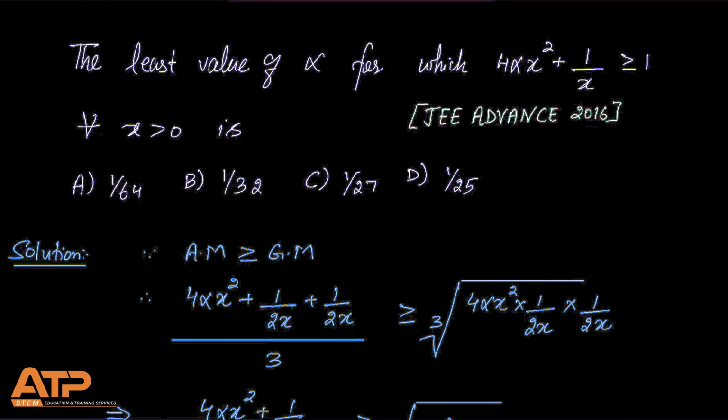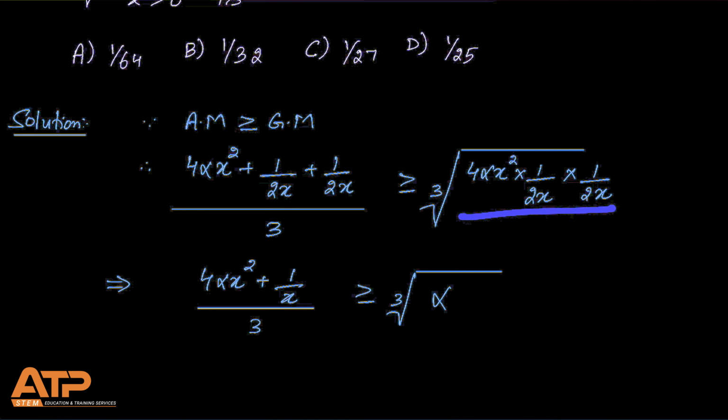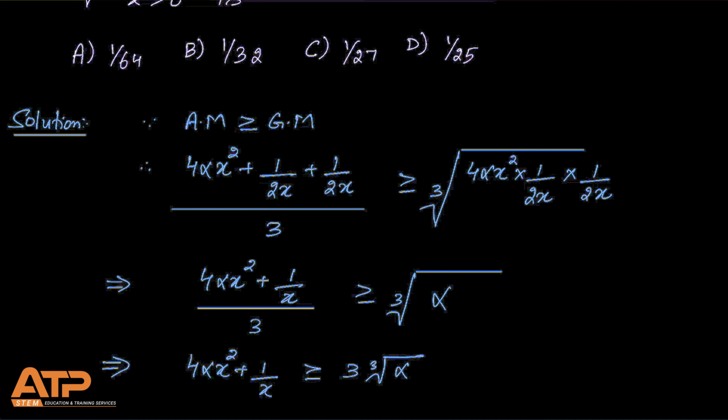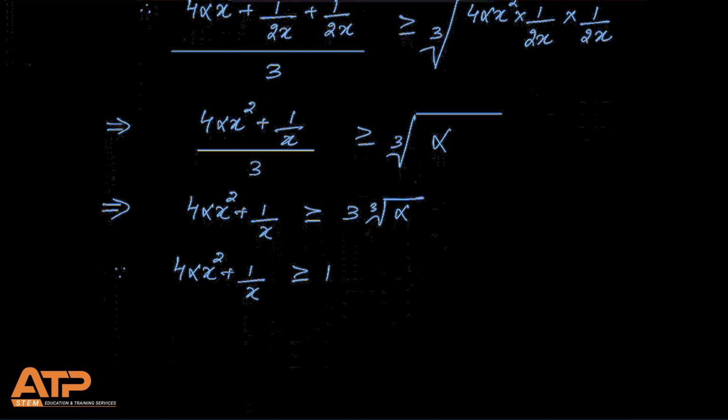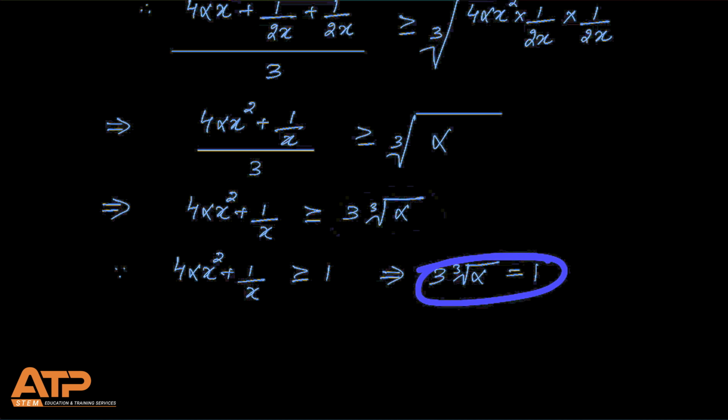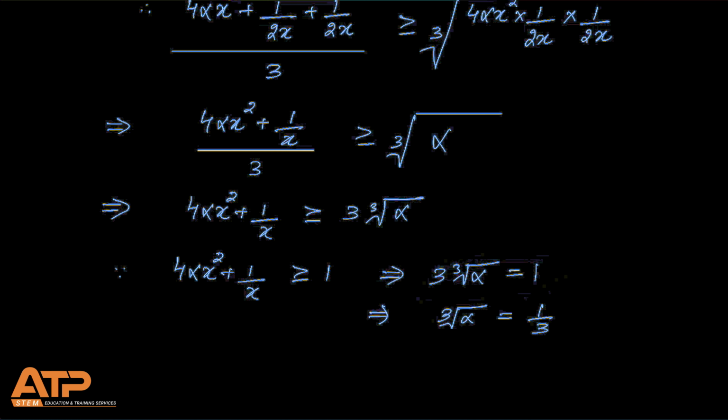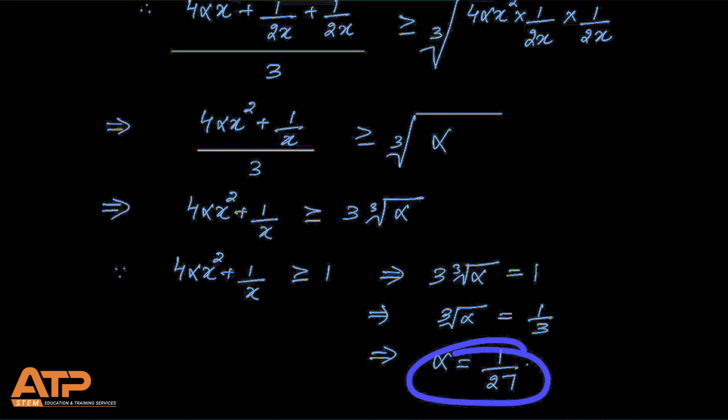Now, the product of these numbers will give you alpha. X square will get cancelled out, 4 will get cancelled out, we'll be left with cube root of alpha. Then we have 4 alpha x square plus 1 by x greater than or equal to 3 times cube root of alpha. In the given question, we have 4 alpha x square plus 1 by x greater than or equal to 1. That implies 3 cube root alpha can be 1. Then cube root of alpha will become 1 by 3. Then alpha is what? 1 by 27.